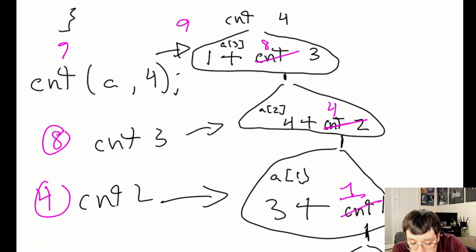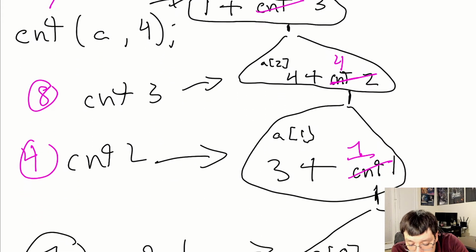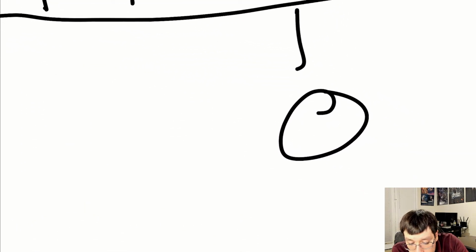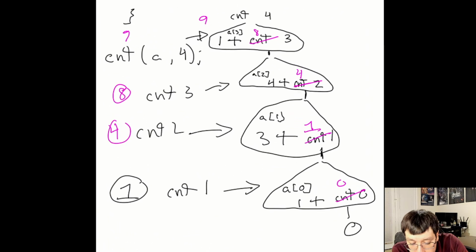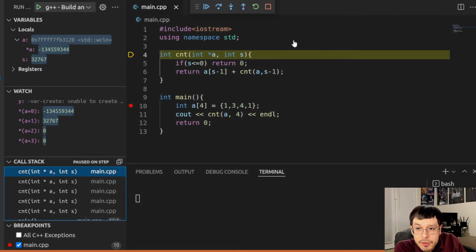See? So we have the original 4. Then we have the 3. Then we have the 2. Then we have the 1. And technically we have the 0. This one returned a 0, but it was still a function call. So yeah, we have 5 function calls, and then we have the main. So it matches what we drew.